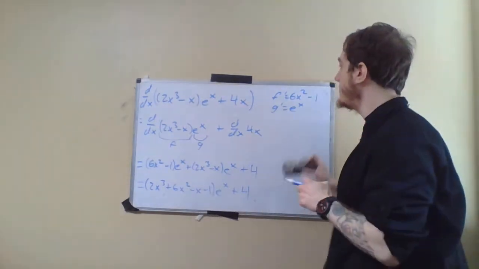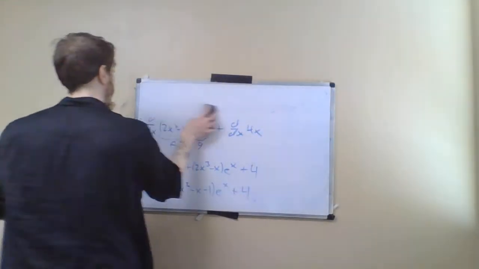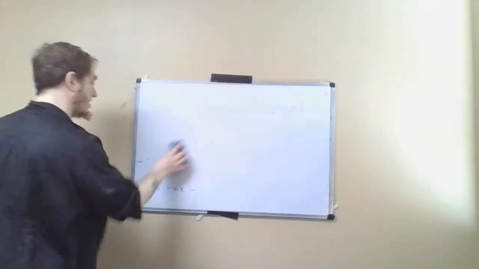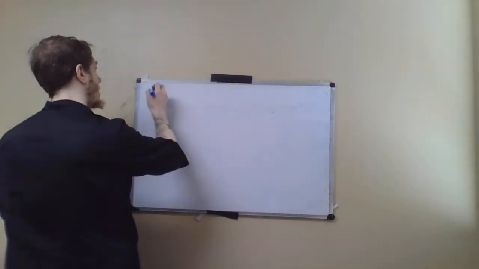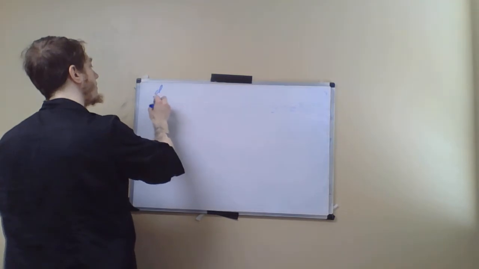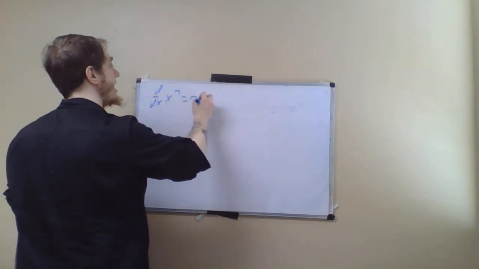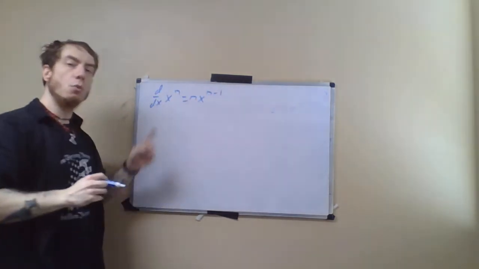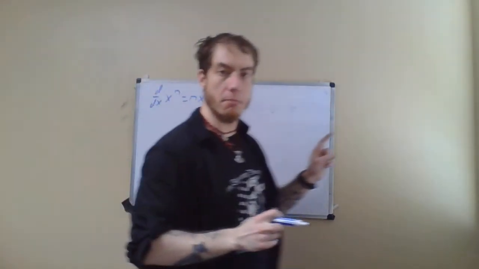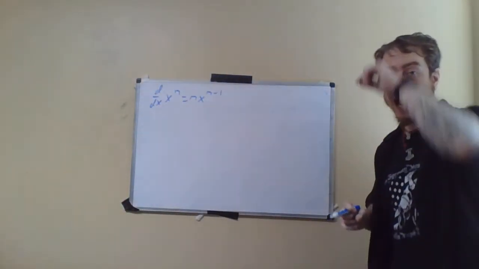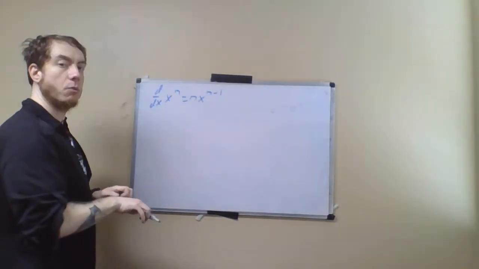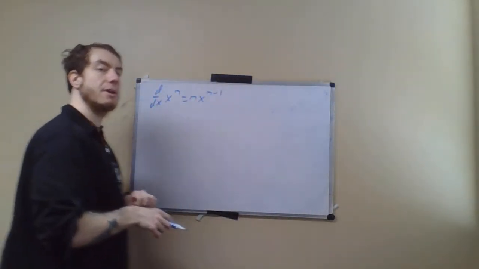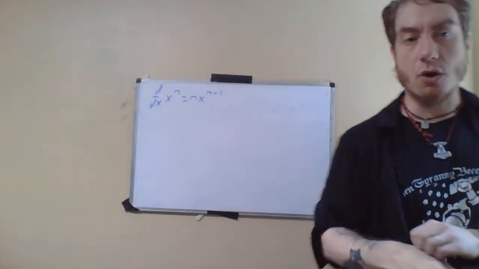Now I want to mention something else about the product rule. You remember how we proved the power rule for natural numbers, that the derivative of x to the n is n x to the n minus 1. We did this using the binomial theorem and the difference quotient. Well, you can actually prove this using the product rule. I'm going to show you this because it's a very interesting kind of proof, what we call a proof by induction.